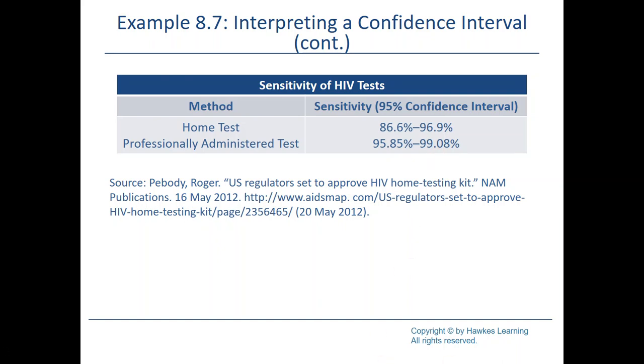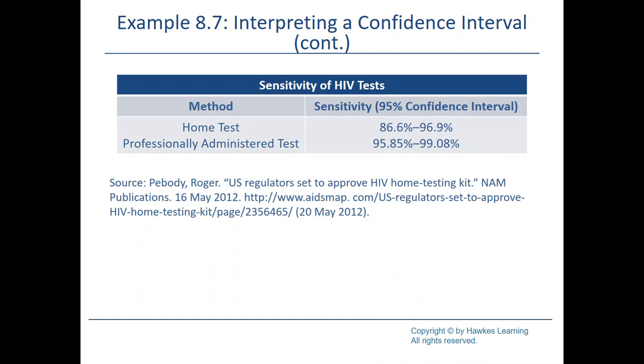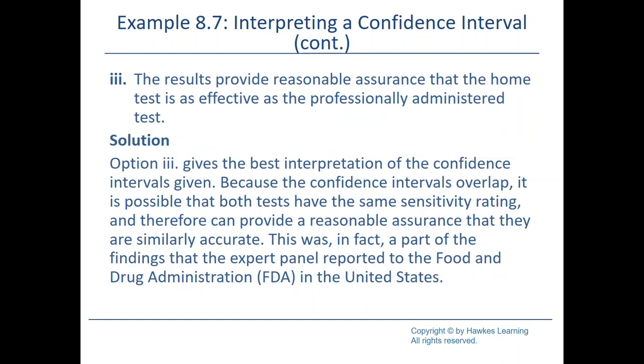Now with option 1, as we talk about here, it says the professionally administered tests were found to be far more reliable, with a sensitivity of 99.08, than the home test with an 86.6 sensitivity. Okay, first of all, you're comparing a lower to an upper. You can't do that. That doesn't even make sense. And the last one was comparing an upper to a lower. So neither of these items even makes sense in the probability of what we're talking about. So let's look at our third option.